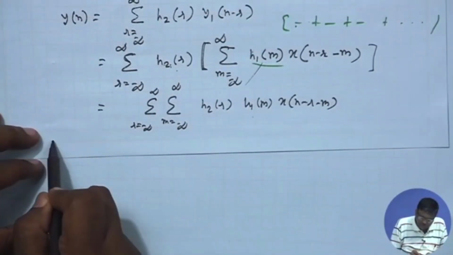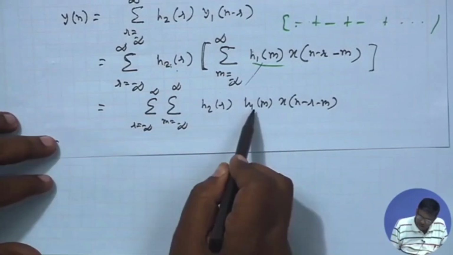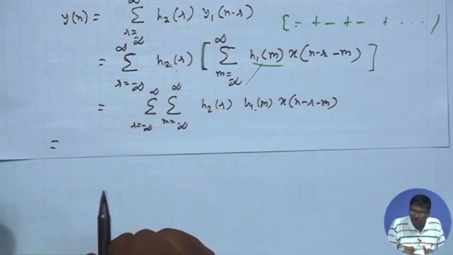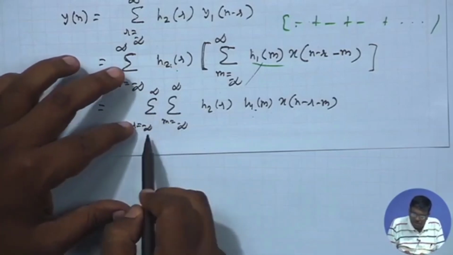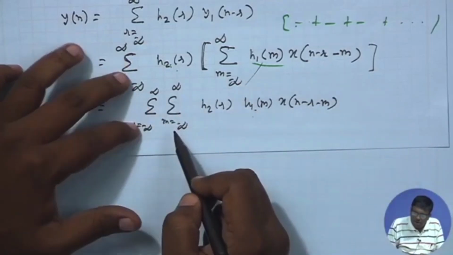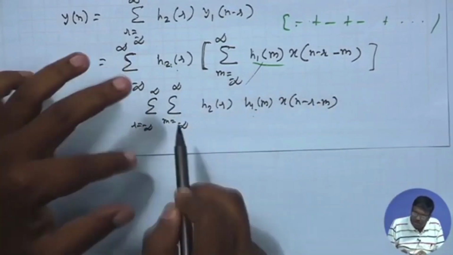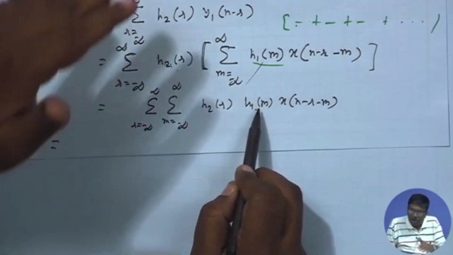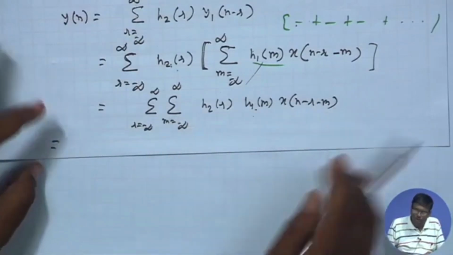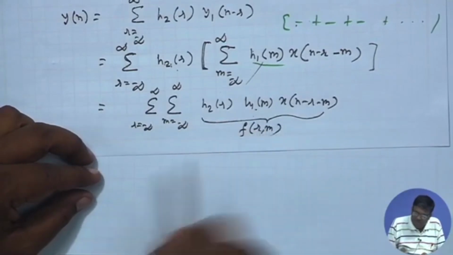But now what will I do? I will take h1 m. What I can do is interchange the two summations. Why? Because of how the two are going: first you are choosing an r, then you are carrying out a summation for all m, then another r, and again you are carrying out a summation for all m. You will have the same thing if I fix m and then carry out this summation for all r, then another m, and carry out the summation for all r. So this entire thing is a function of r and m.